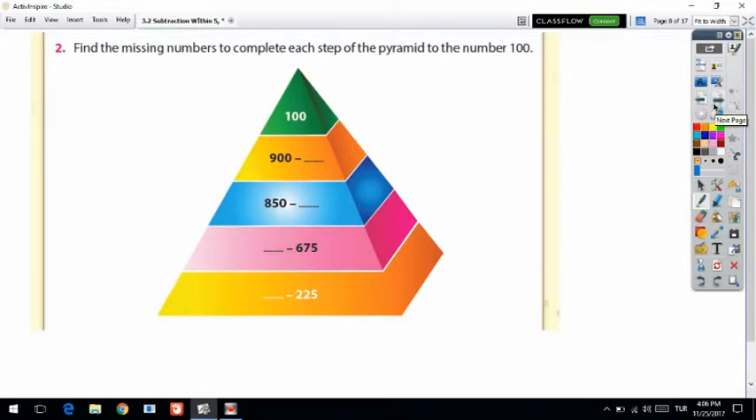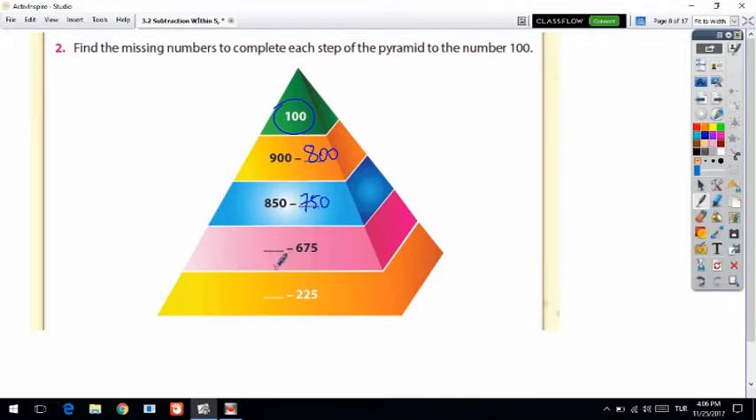So that's enough. Now let's continue to solve the next page. We have another home activity. Find the missing numbers to complete each step of the pyramid to the number 100. So you have to get 100, but how can you get it? By subtraction. 900. Which number when you subtract them you get 100? Of course 800. So which number? Of course 750. So which number?